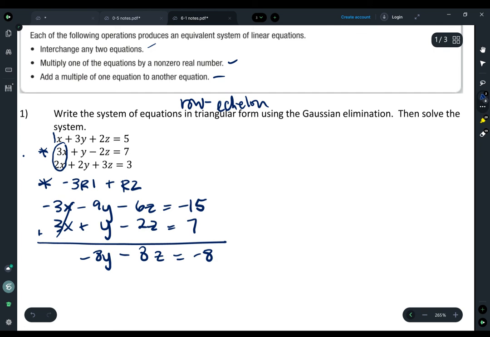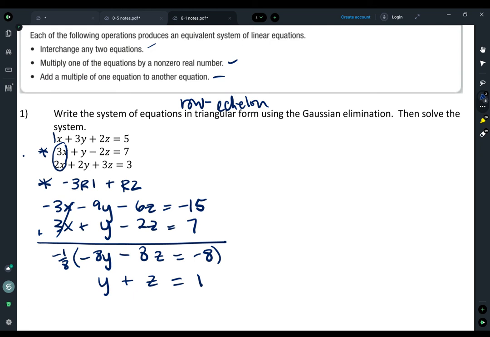And then I know I can multiply equations all the way through by something. So I'm going to multiply this one by -1/8, because then I'll just have 1y plus 1z equals 1. So easier to work with. So I've got my row 2 all fixed up. It starts with a 1 and I don't have any x. So that's really good. So now I want to work with my last row, row 3.